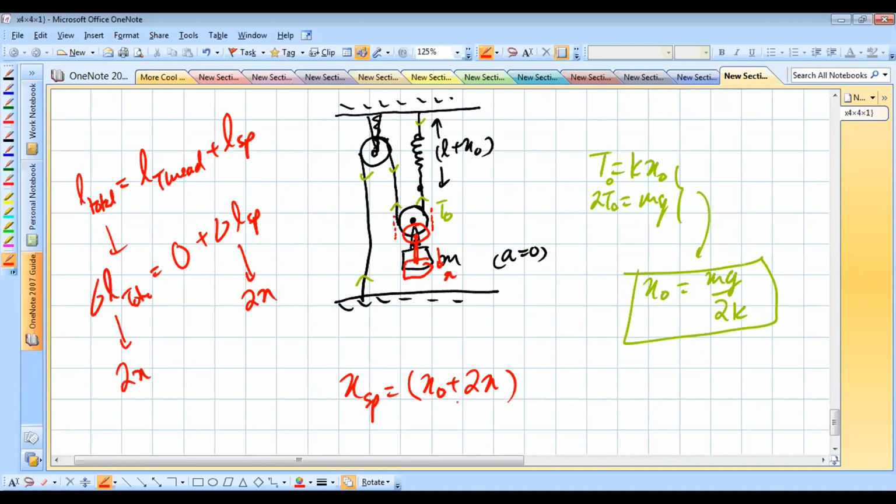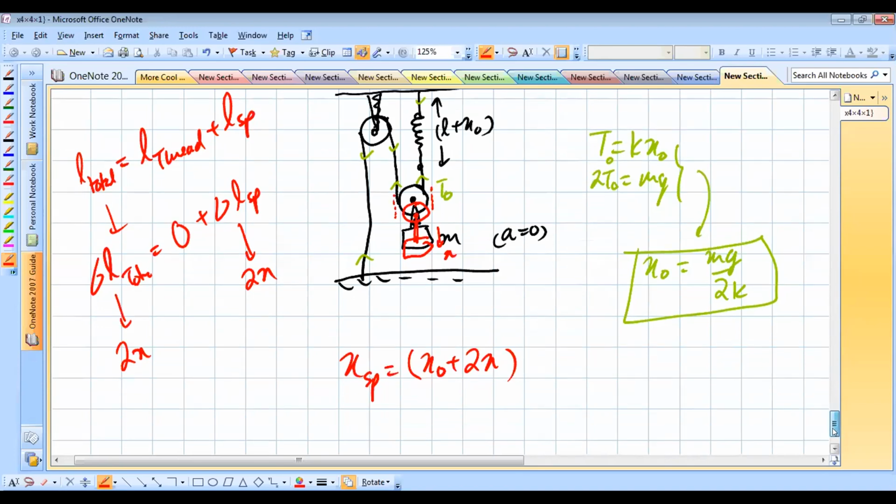Is this clear, guys? Yes. This is the key to the problem. There's nothing else in it. This is the important thing to understand here. Kritika, is this clear? Yes, sir. Okay, very good. So if this is clear, now you can see the new FBD.